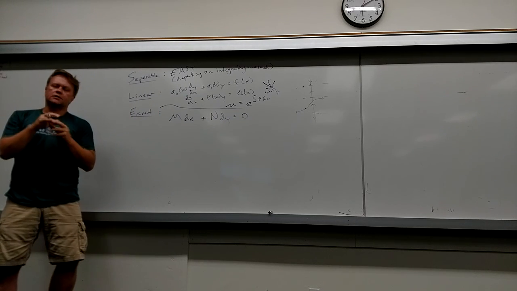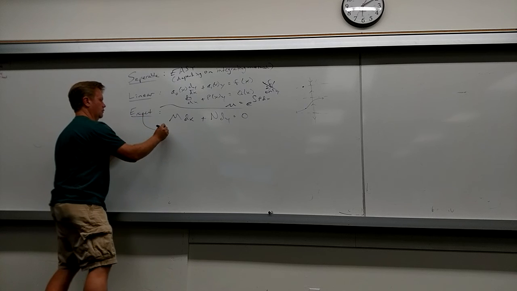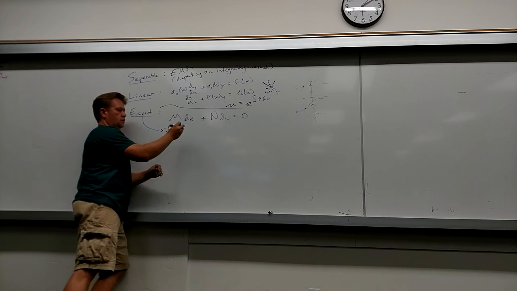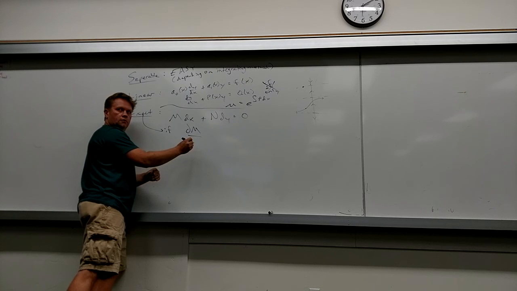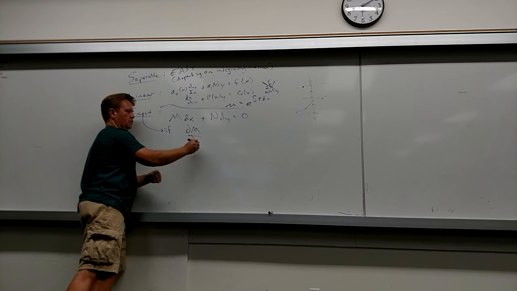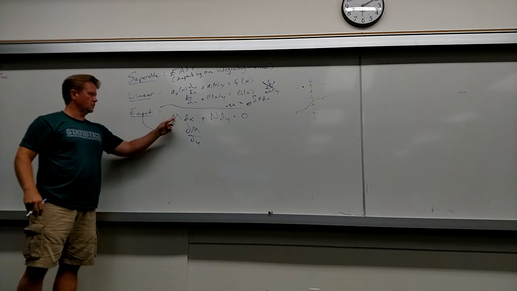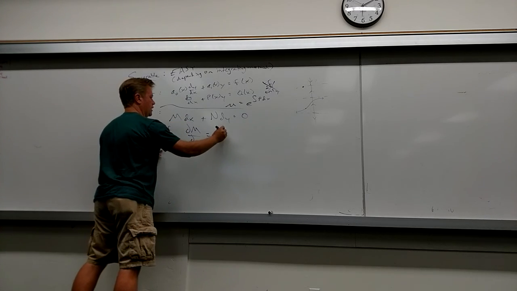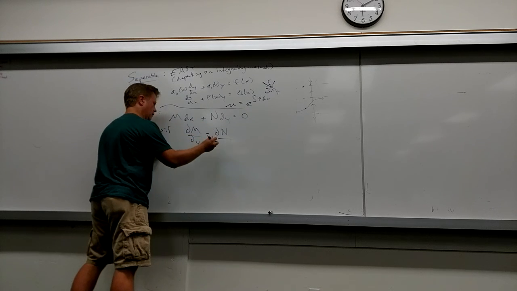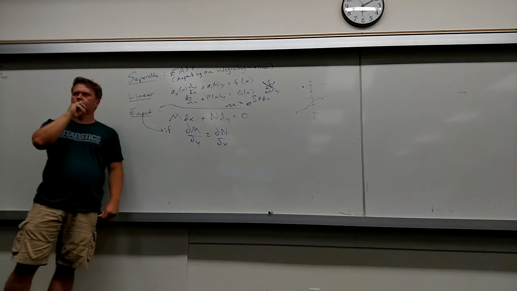What's the check to see if it's exact? Partial of M with respect to the other thing. I like it. So that's a nice, easy way to remember. M's are already with the dx, so I've got to check the dy. If that equals partial of N with respect to x, then it's exact.